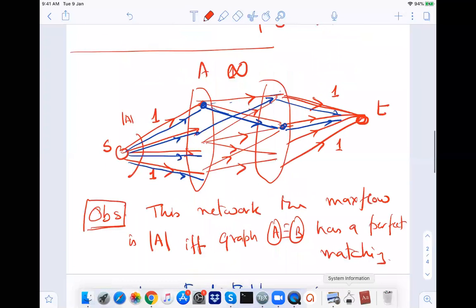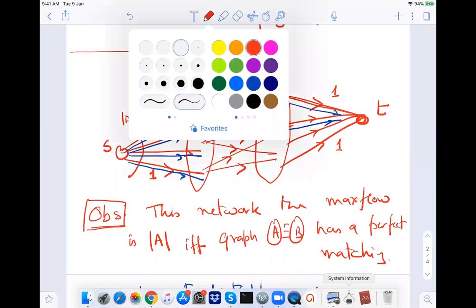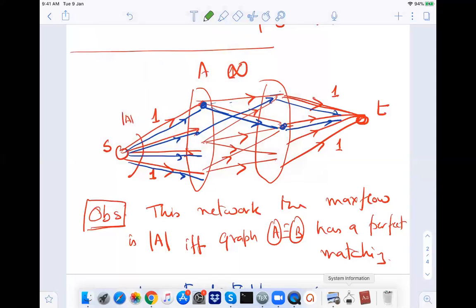So let's say there is an ST cut. How will the ST cut look? Maybe I can use a different color here. An ST cut will have S on one side, T on the other side, and will cut somewhere. It will be something like this. Some of the vertices here would be in the S part of it, and some of the vertices here will be in the T part of it.